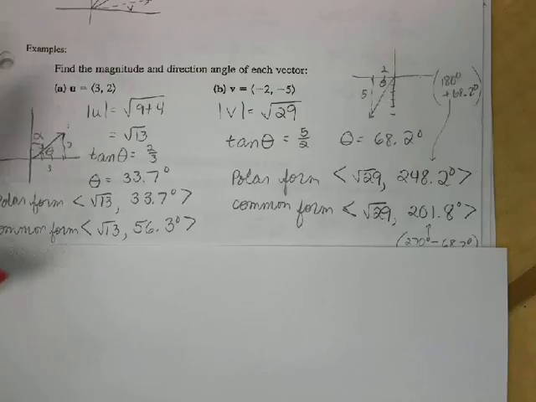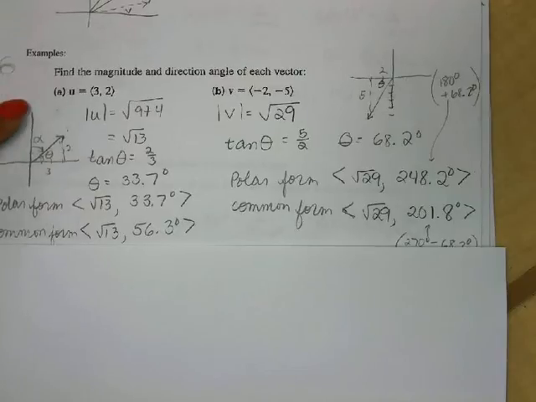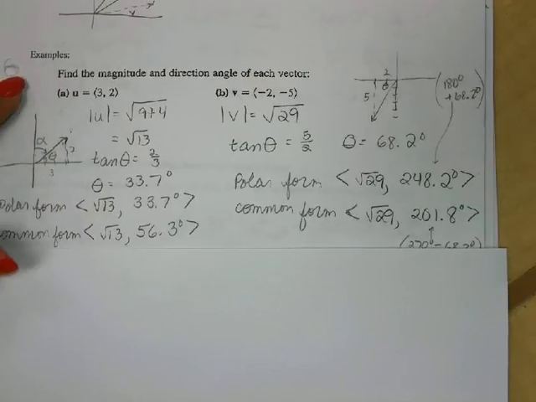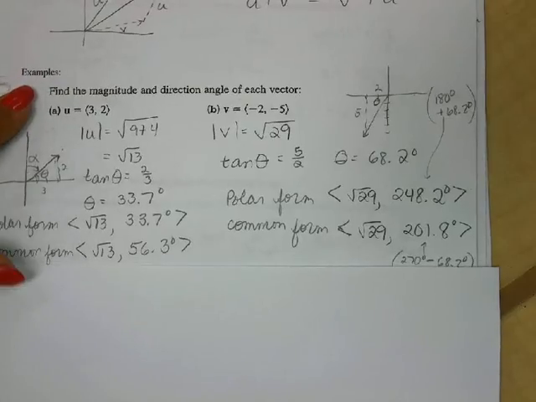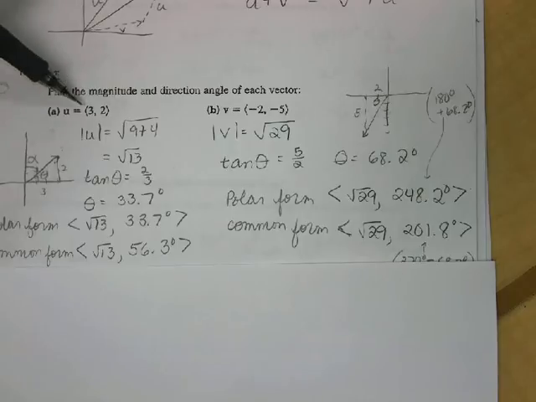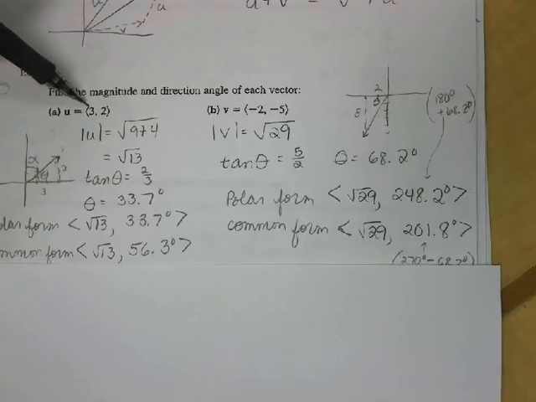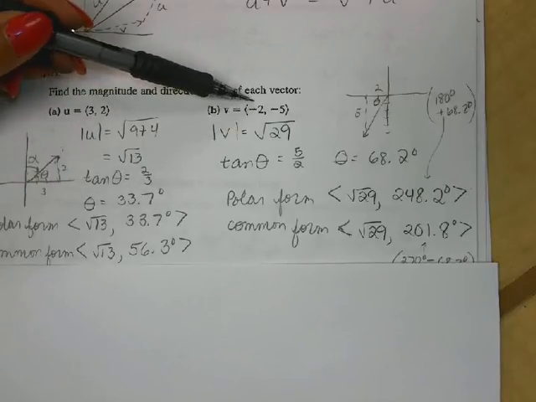On page 3 of Unit 7 notes, let's look at the examples that are midway through the page first. We want to find the magnitude and direction of each of these vectors. I have a vector u that in its rectangular or component form is the vector ⟨3, 2⟩, versus a vector v that in rectangular or component form is ⟨-2, -5⟩.